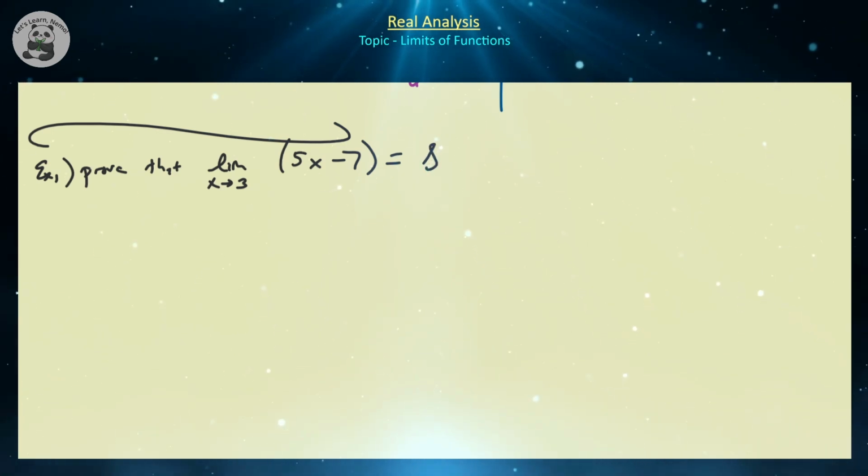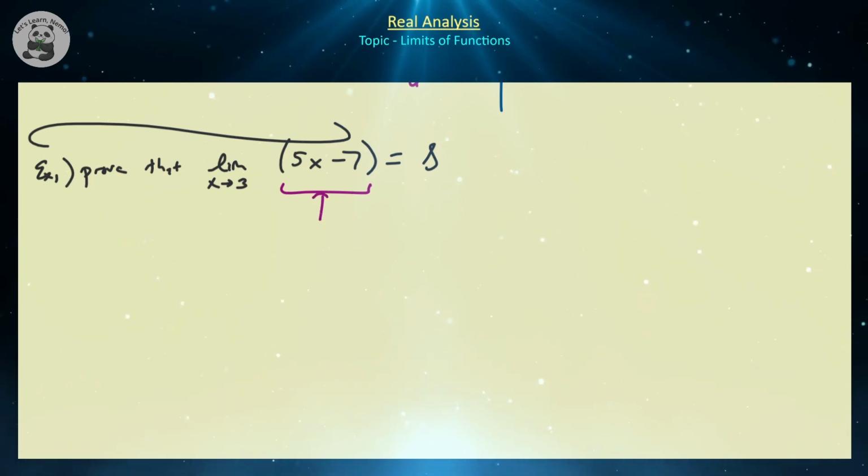Now, of course, there are several algebraic properties of limits that you probably already know from single variable calculus. For example, you probably already know that 5x minus 7 is a continuous function. Therefore, the limit value and the functional value are equal to one another. But let's not jump to conclusions, because sometimes that takes away the beauty of what limits actually are.